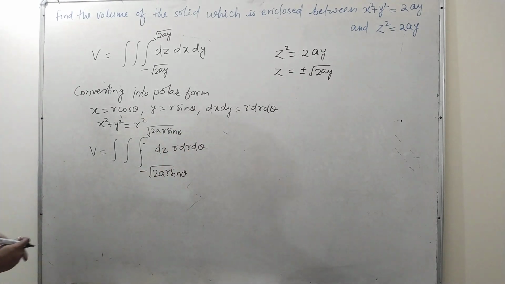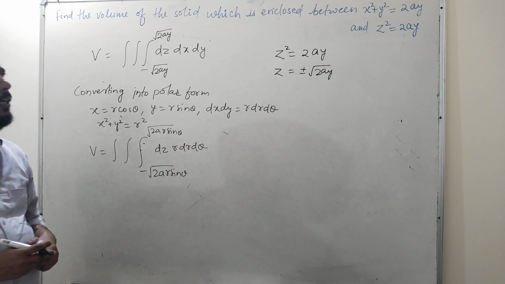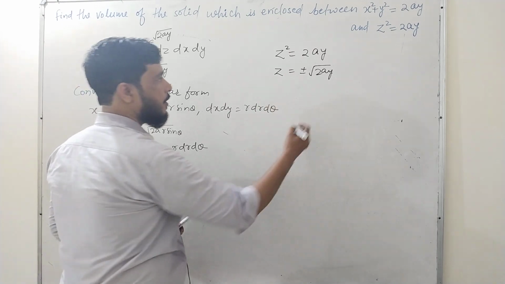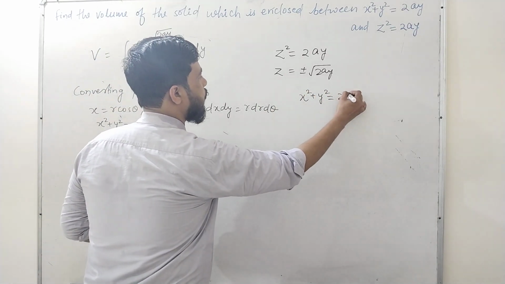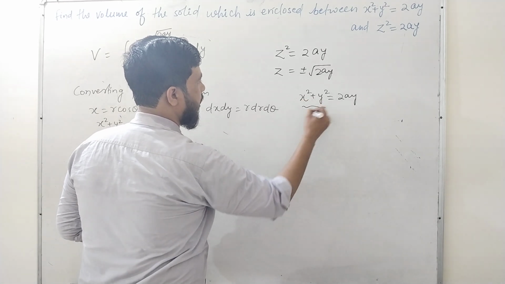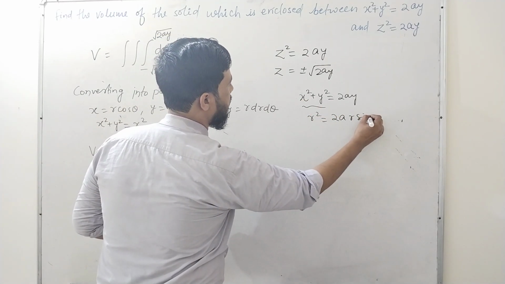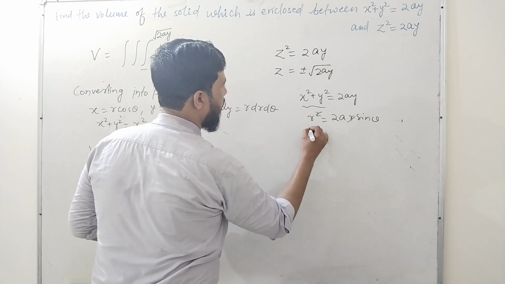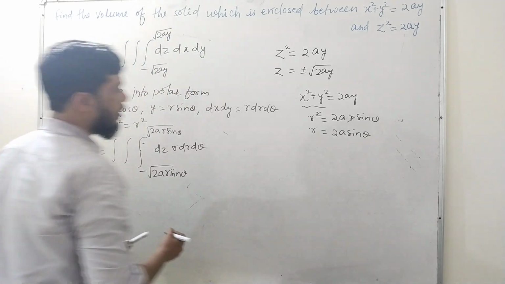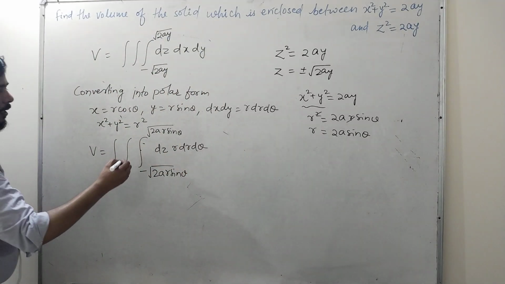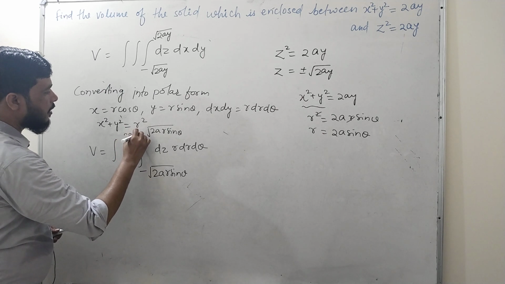Now our task is to find the limits of r and θ. How will we find the limits of r and θ? For this we have the equation x² + y² = 2ay. So x² + y² = r² and y = r sin θ. Cancelling out r, we get r = 2a sin θ. From this we can say that the limit of r is 0 to 2a sin θ.